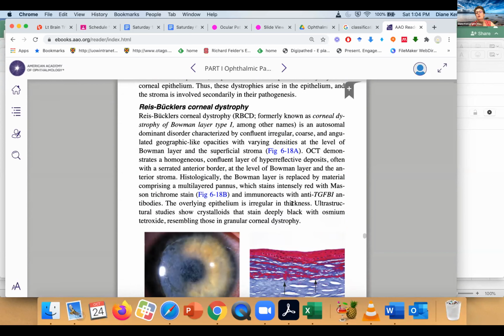So at this point, staying with Masson's trichrome wouldn't necessarily be helpful. And even the crystalloids that we'd see on EM would resemble each other. So why don't we apply our clinical knowledge for a bit here? I'll stop sharing. If you think of your clinical knowledge of Reis-Bücklers rather than granular dystrophy, what's the key difference between them when you look at them clinically?